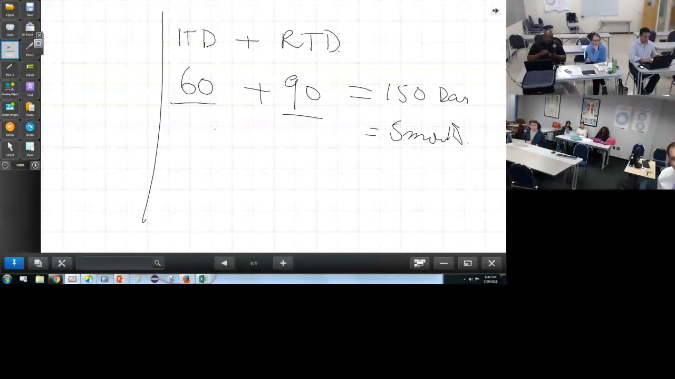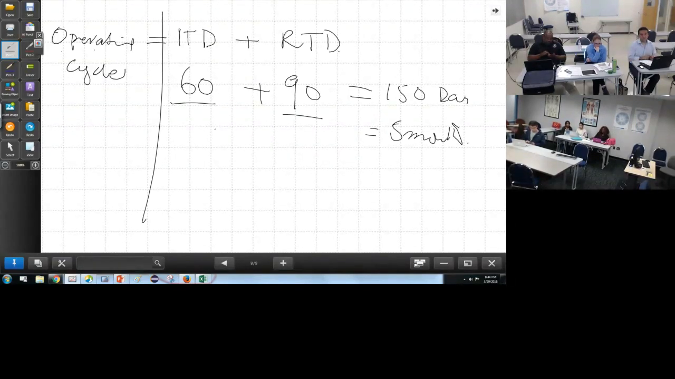So you would like to make this period shorter and shorter, so that you inject the cash, get it back quickly, and re-inject it, and then do the cycle quickly. And this cycle is what we call the operating cycle. What do we call this? Operating cycle. Makes sense, right? So you do that process now.